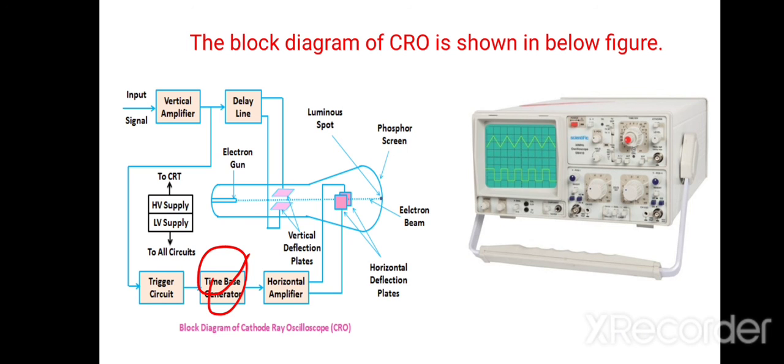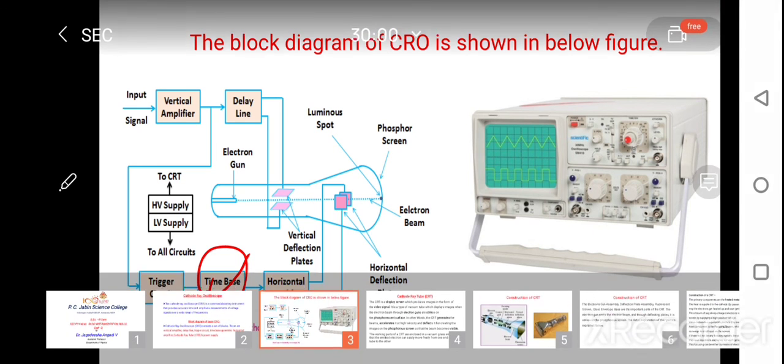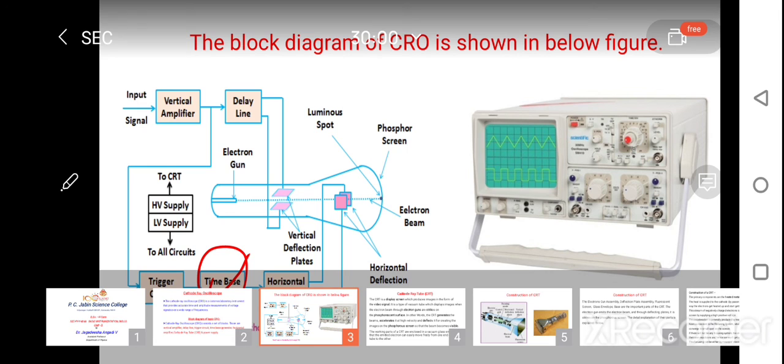To avoid this situation, a small amount of delay is added using the delay line block after the vertical amplifier. Okay, this is the cathode ray oscilloscope.